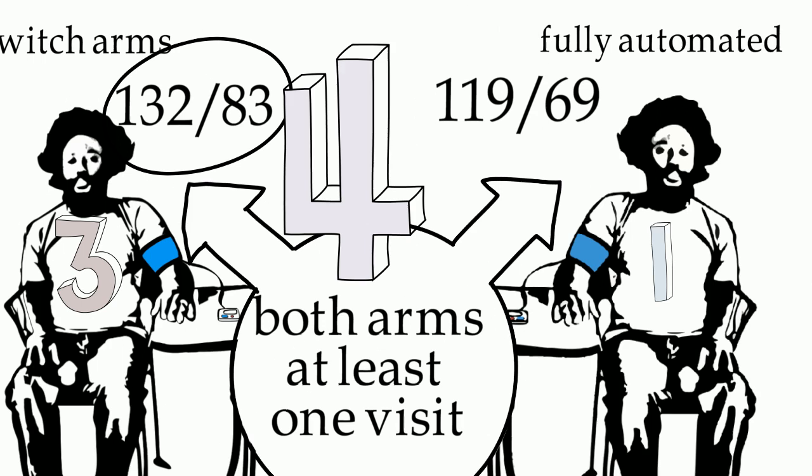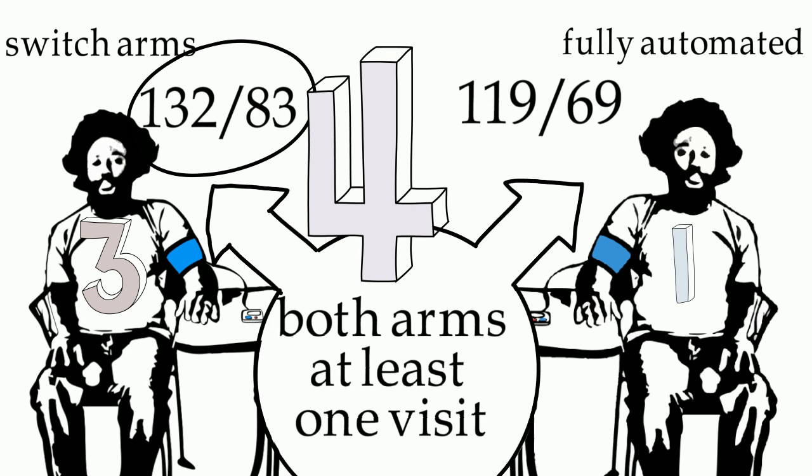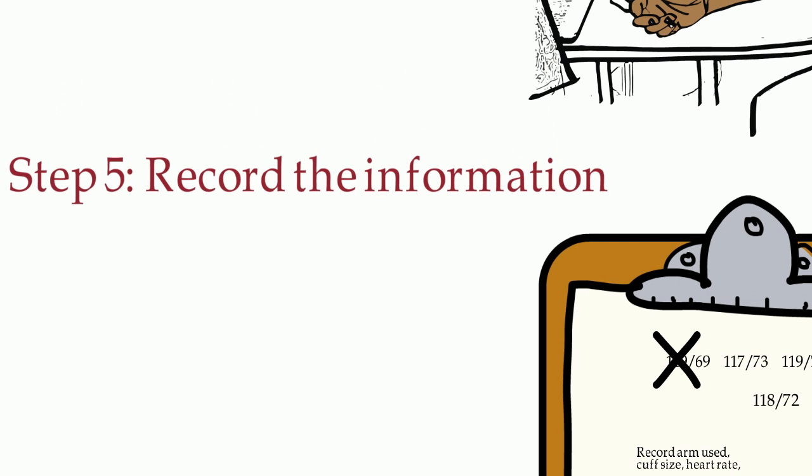Remember that you will need to ideally take a total of 4 measurements, 1 in each arm, and 3 in the arm with the highest pressures. Make sure to write down the numbers each time so you don't forget them. Do not round any of the numbers.